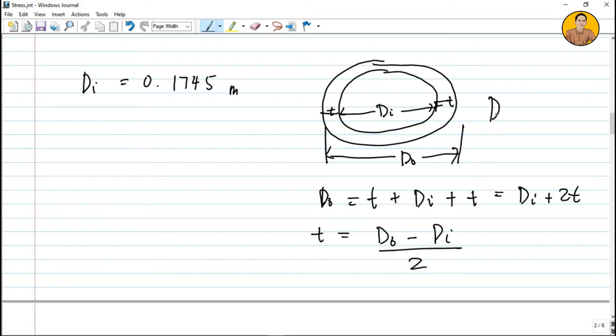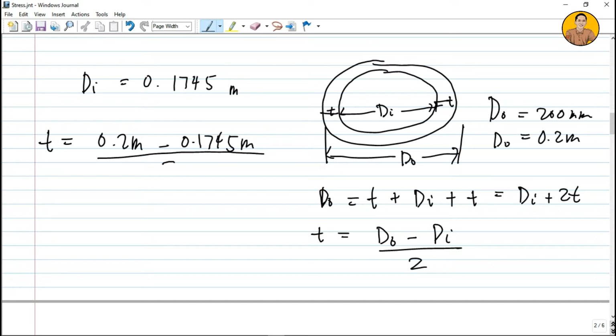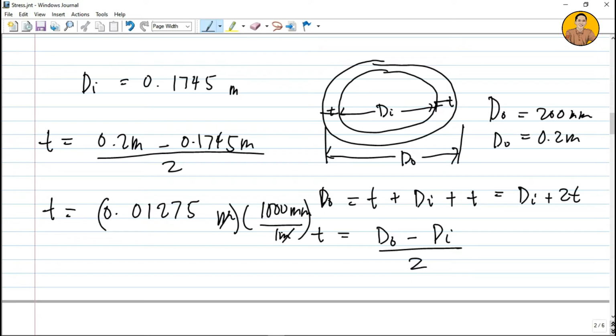From the problem, the outside diameter is equal to 200 millimeters, so that is equal to 0.2 meter. Then input that here: thickness is equal to 0.2 meter minus 0.1745 meter divided by 2. So thickness is equal to 0.01275, that is in meters. Then we convert this to millimeter. So this is 1000 mm per 1 meter, so the meter cancels. Our unit is millimeters.